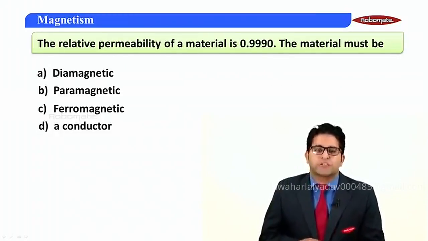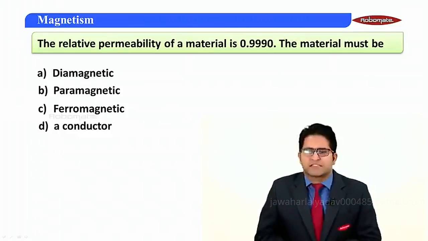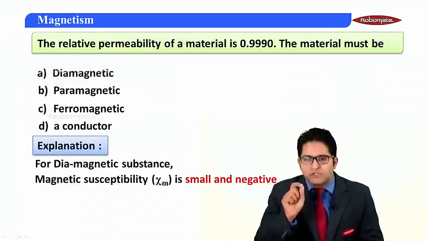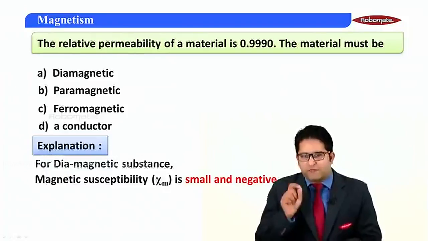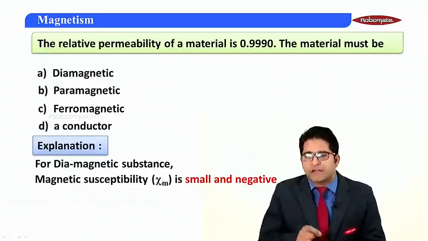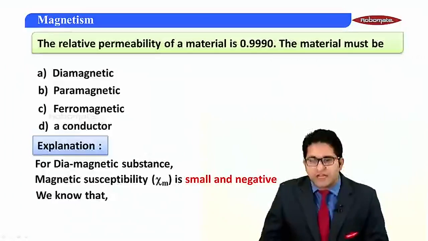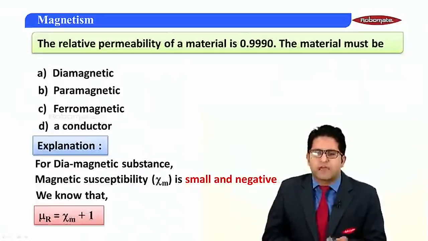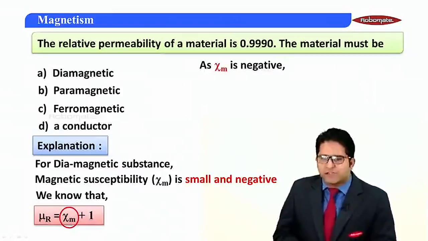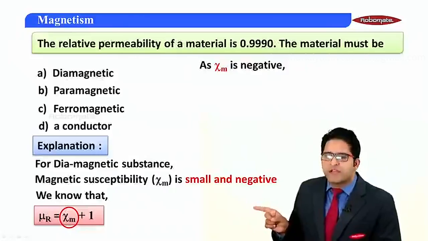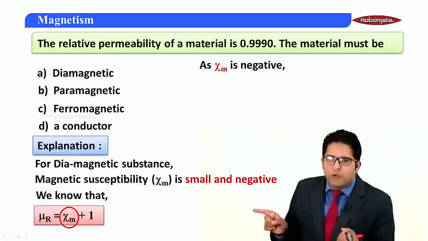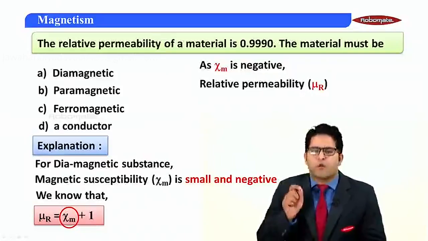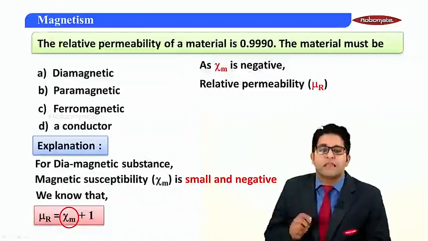Now students, we know the relation between relative permeability and magnetic susceptibility, right? Susceptibility for a diamagnetic substance is always small and negative. The relation is relative permeability is equal to Xm plus 1. And we know Xm is small and negative. Now see this equation. Since Xm is negative, negative plus 1 will always be less than 1. That's why the relative permeability mu r in this case will be less than 1, right?